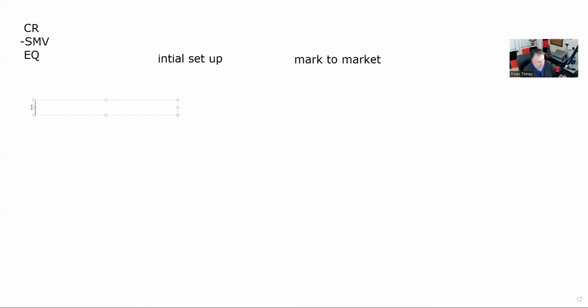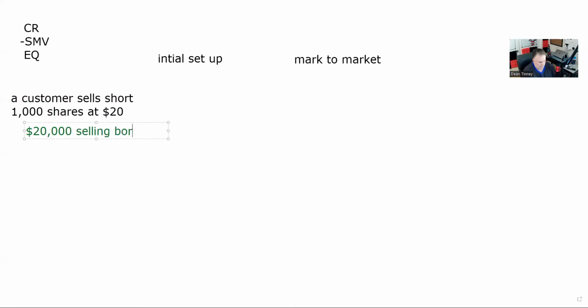So it says an initial transaction, a customer sells short 1,000 shares at 20. And then it says the customer makes the required deposit. So that's pretty typical phraseology. The first thing we want to be able to do, and this is where most people get hung up, is we're going to get $20,000 from selling the borrowed stock. And then remember, we have to put half of that Reg T. You have to be initially at risk for Reg T, and the Reg T on this is going to be half of $20,000, $10,000. That's the Reg T requirement. That's 50% of the market value.